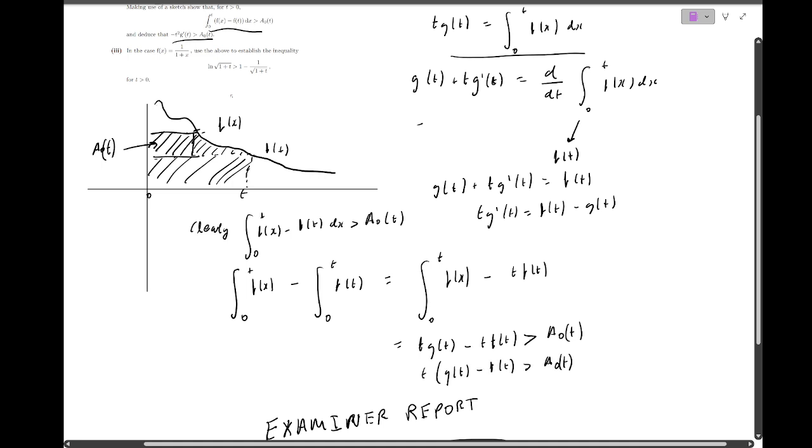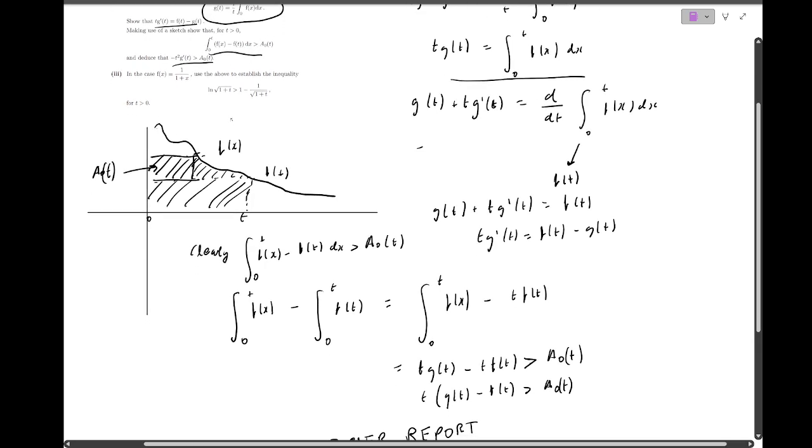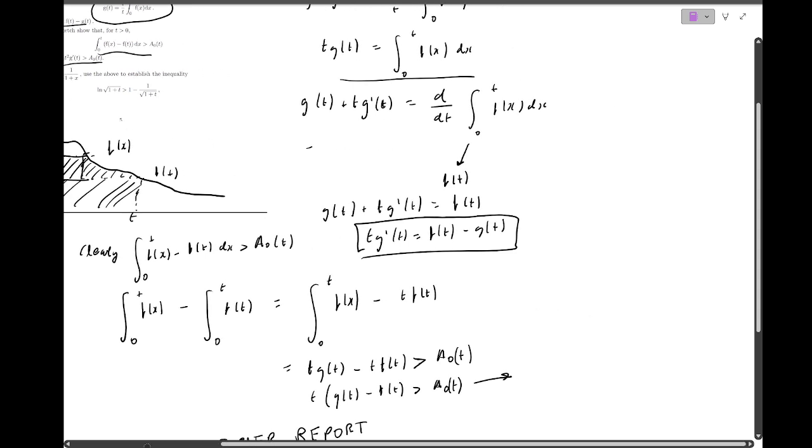But we also know that g of t minus f of t is equal to minus t g dash of t from here. So we can sub that in, which goes to t times minus t g dash of t is greater than a naught of t, and therefore minus t squared g dash of t is greater than a naught of t.